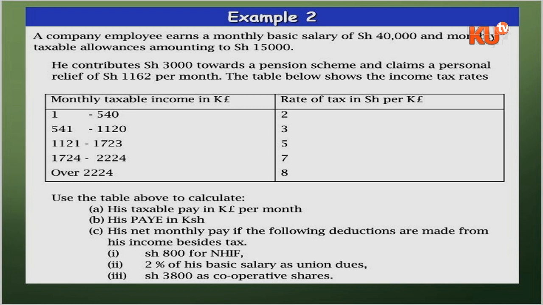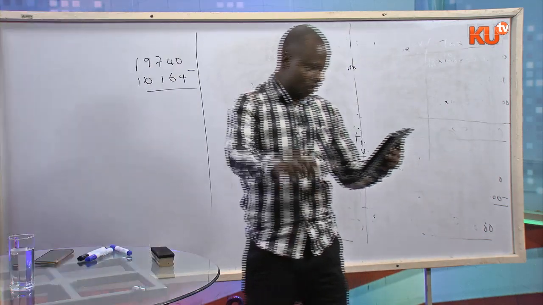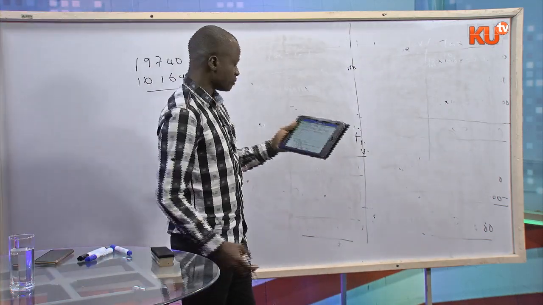The table below shows the income tax rates. Now look at the far left, monthly taxable income in Kenyan pounds. Then the rate of tax in shillings per Kenyan pound. Use the table above to calculate his taxable pay in Kenyan pounds per month, then his payee, then his net pay monthly, given that the following deductions are made from his income besides tax. You can take a screenshot or you can write just briefly.